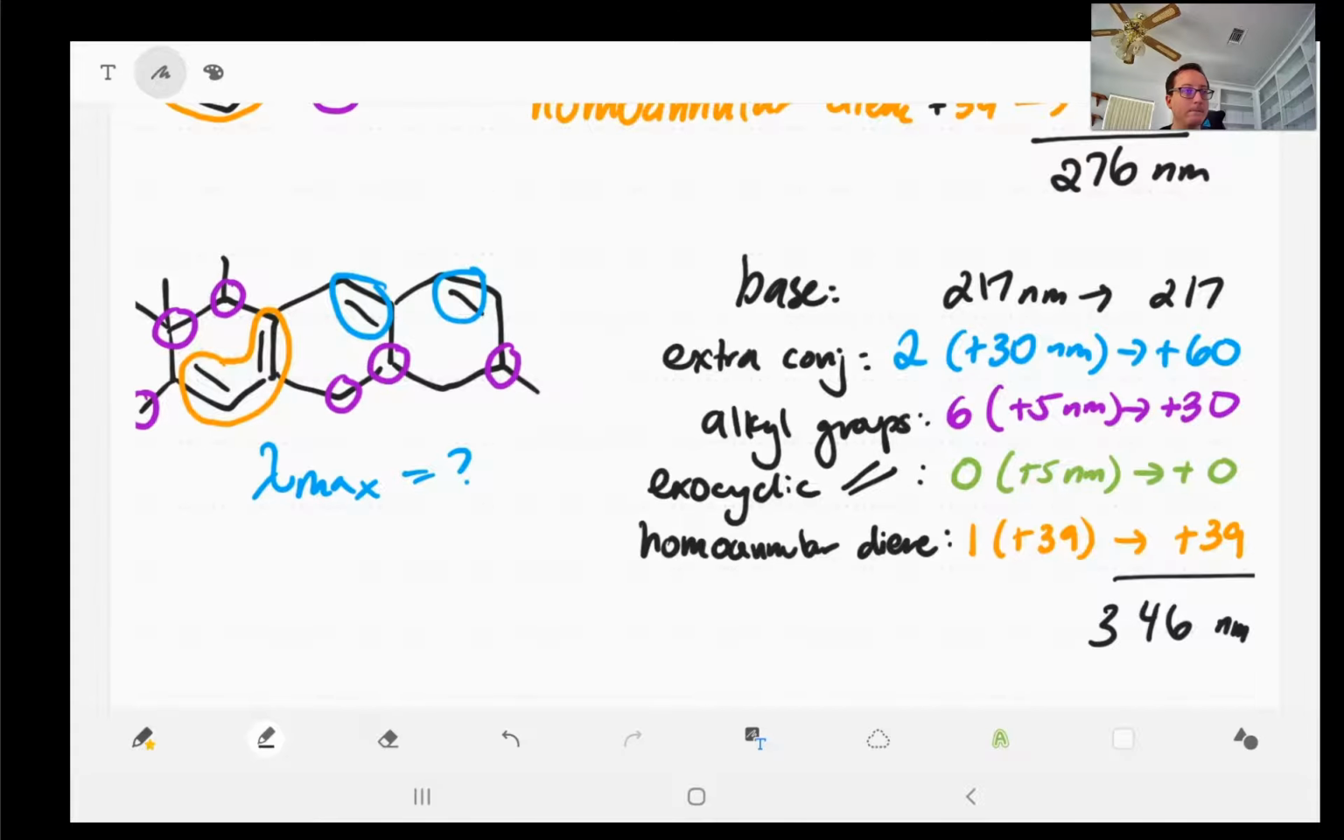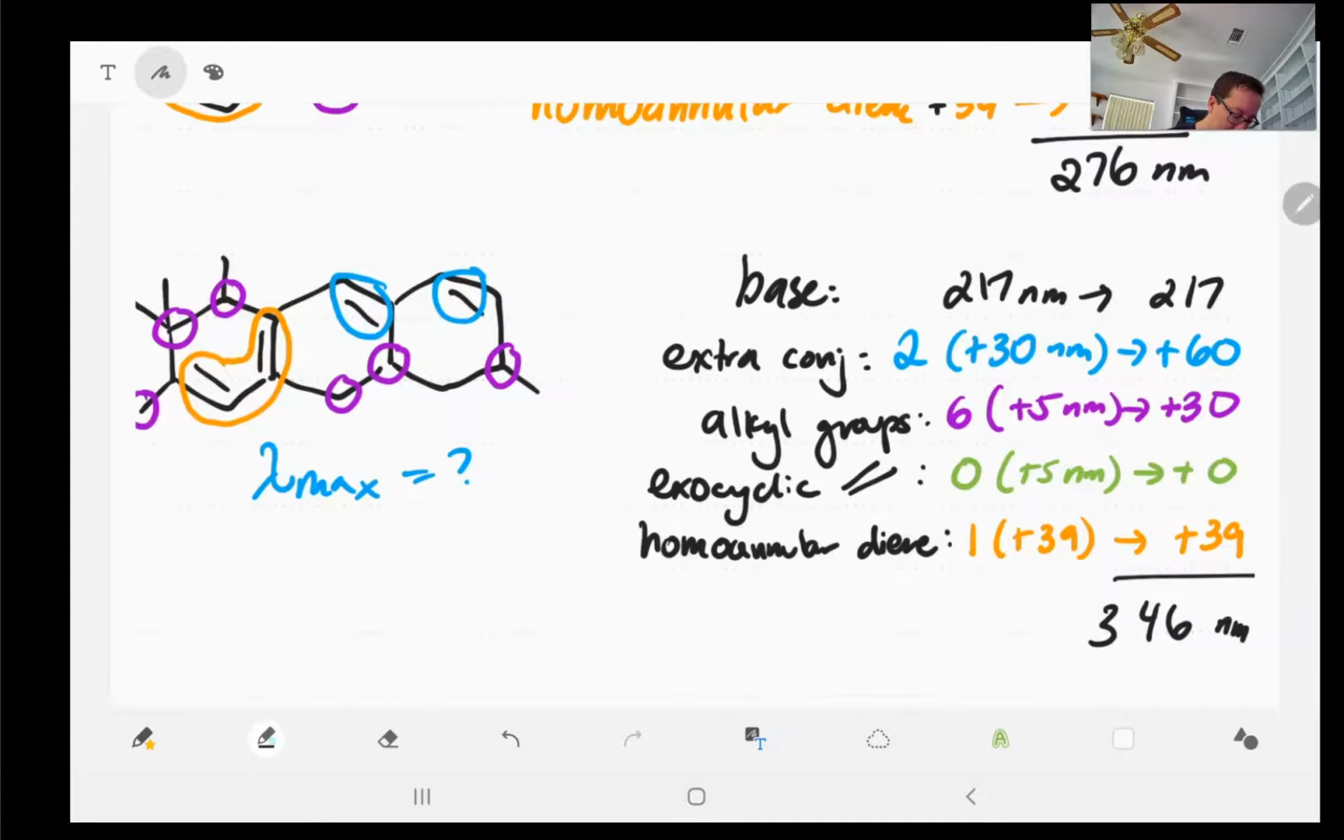So for the alkyl group one, you said, how are you counting those? Anything that's connected to a double bond. So you know how we talk about how substituted a double bond is? That's essentially what we're doing here. So we're looking at any carbons that are not part of our main double bond line, essentially our conjugated line, any alkyl groups that are touching those double bonds.